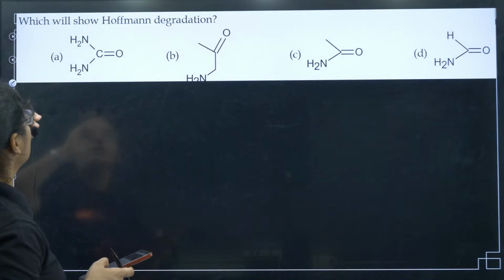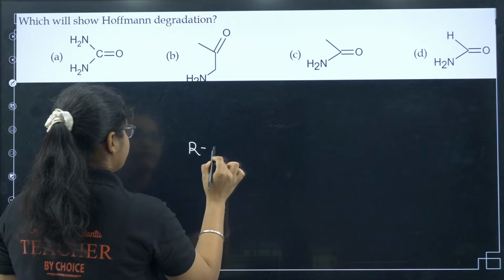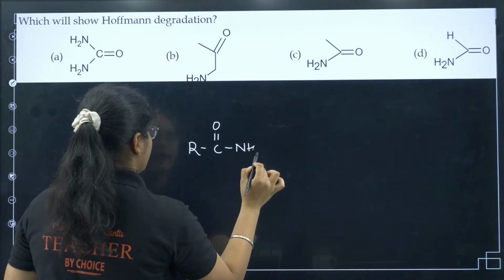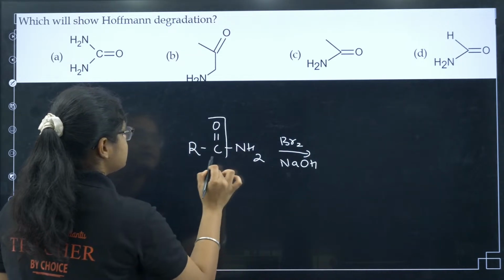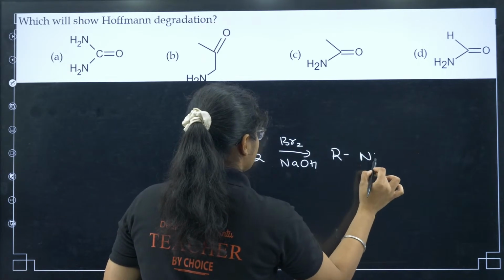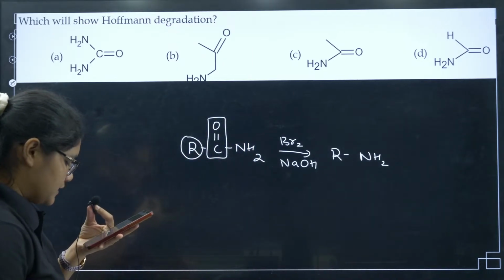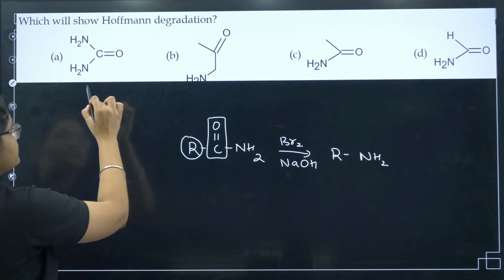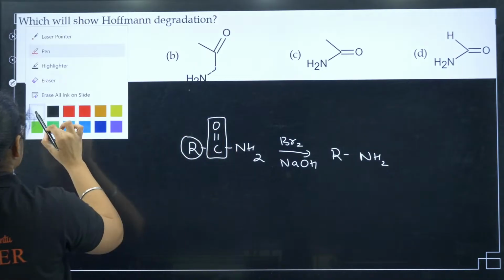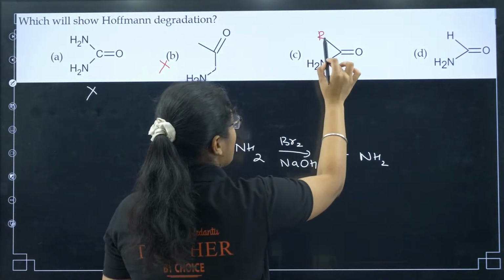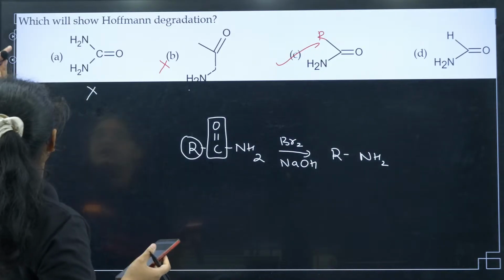Yes. Next we'll go, which of them will show Hofmann bromamide degradation? What is Hofmann bromamide degradation? If I have RCONH2, right, and you treat it with Br2 and NaOH, that will replace this CO group with RNH2. Okay, so for this one I need this RCONH2 group. Here there is both side NH2, so this one will not react. Here RCO, next carbon is there, then NH2 is there, so this one is also incorrect. This is correct, RCONH2, that is option number C here. Yes, C is the correct answer.